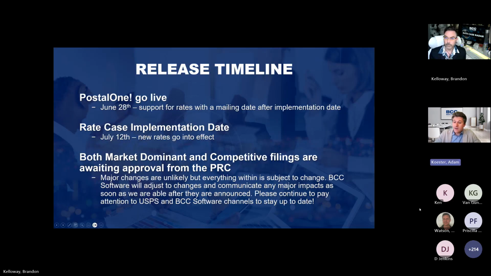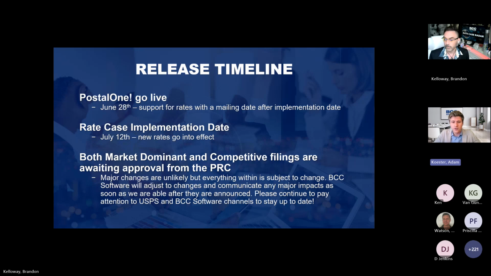All right. As always with these rate cases, we have a rough timeline based on what the post office has communicated out to us. The major dates that we always get are the Postal One go live date and the rate case implementation date. The rate case implementation date is when you see those rates actually go into effect, and that'll be on July 12th. The Postal One go live date, where you can start submitting mail after that date and it'll catch everything in the system the way that it's supposed to, is on June 28th. That's always 2 weeks prior to that implementation date.